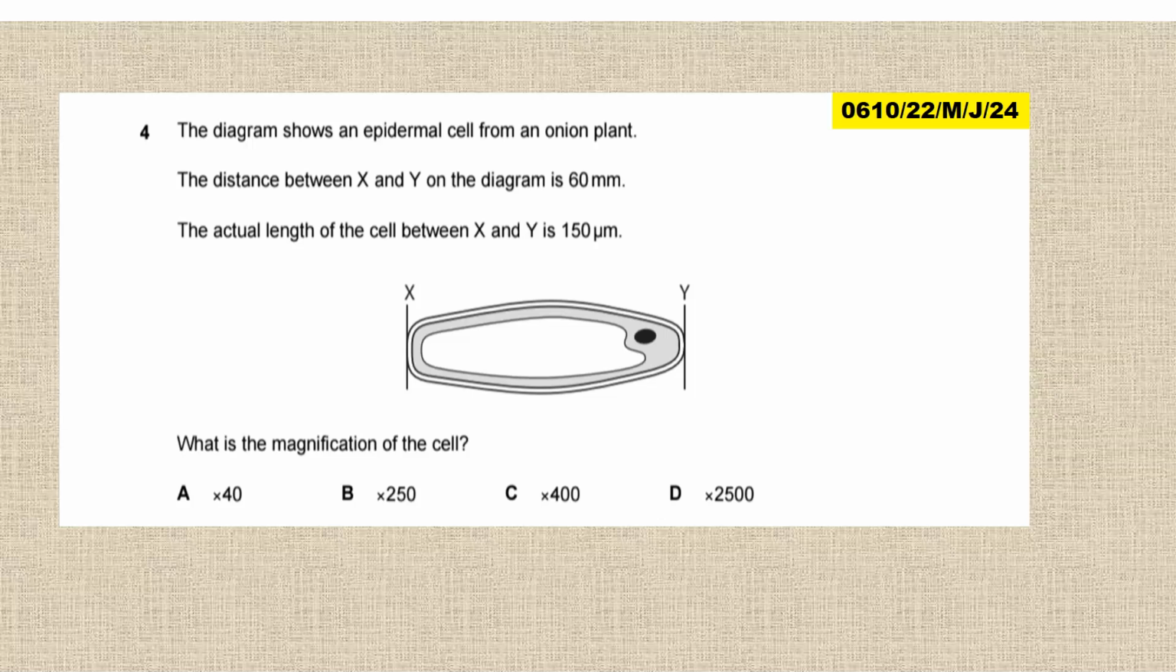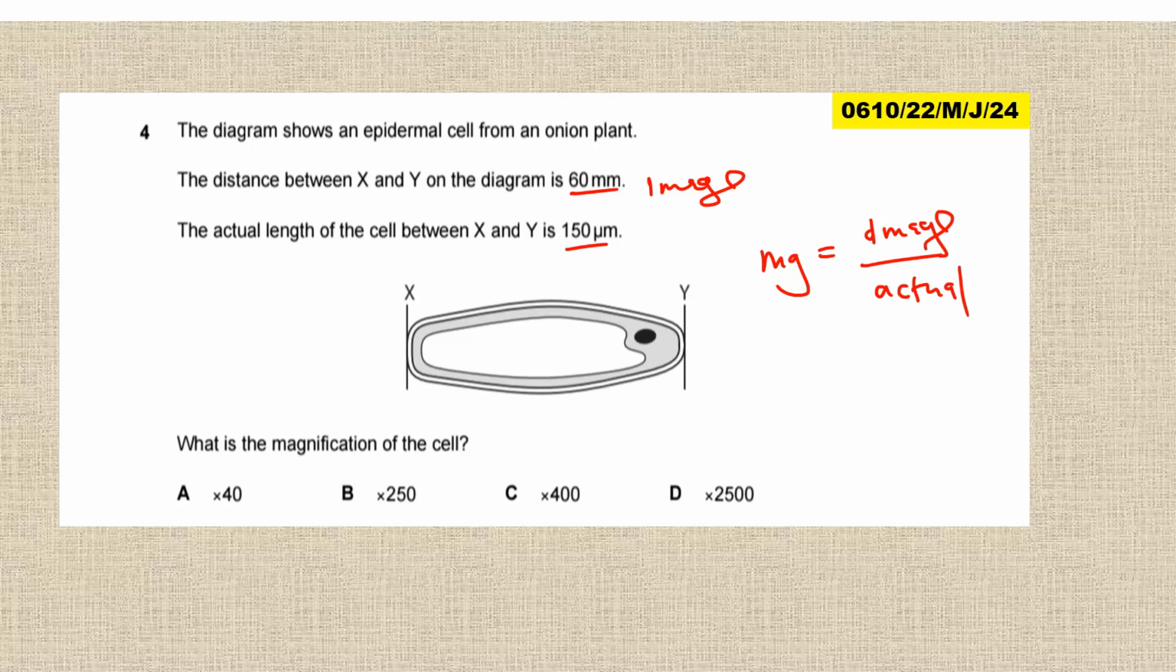This one comes from paper 2, variant 2, May/June 2024. The diagram shows an epidermal cell from an onion plant. The distance between X and Y on the diagram is the image size. The actual length between X and Y is 150 micrometers. What is the magnification? Magnification is equal to image divided by actual.